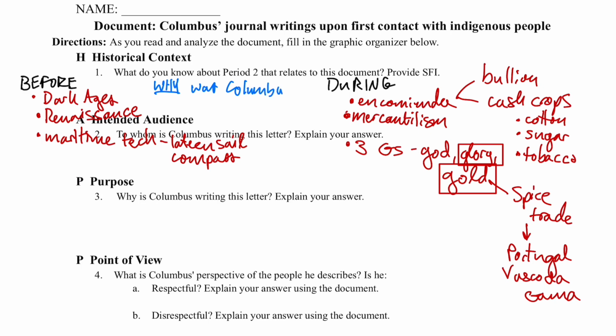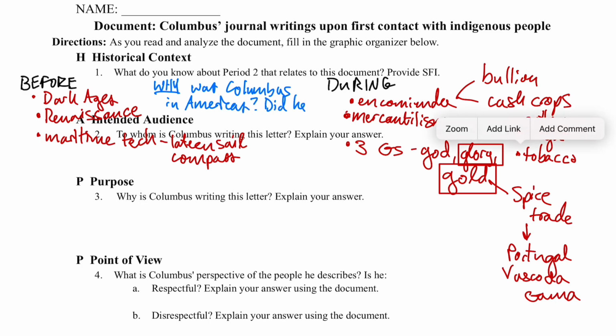Okay, all of that is specific background information about this specific document. Okay, so that is historical context. Now, what about intended audience?